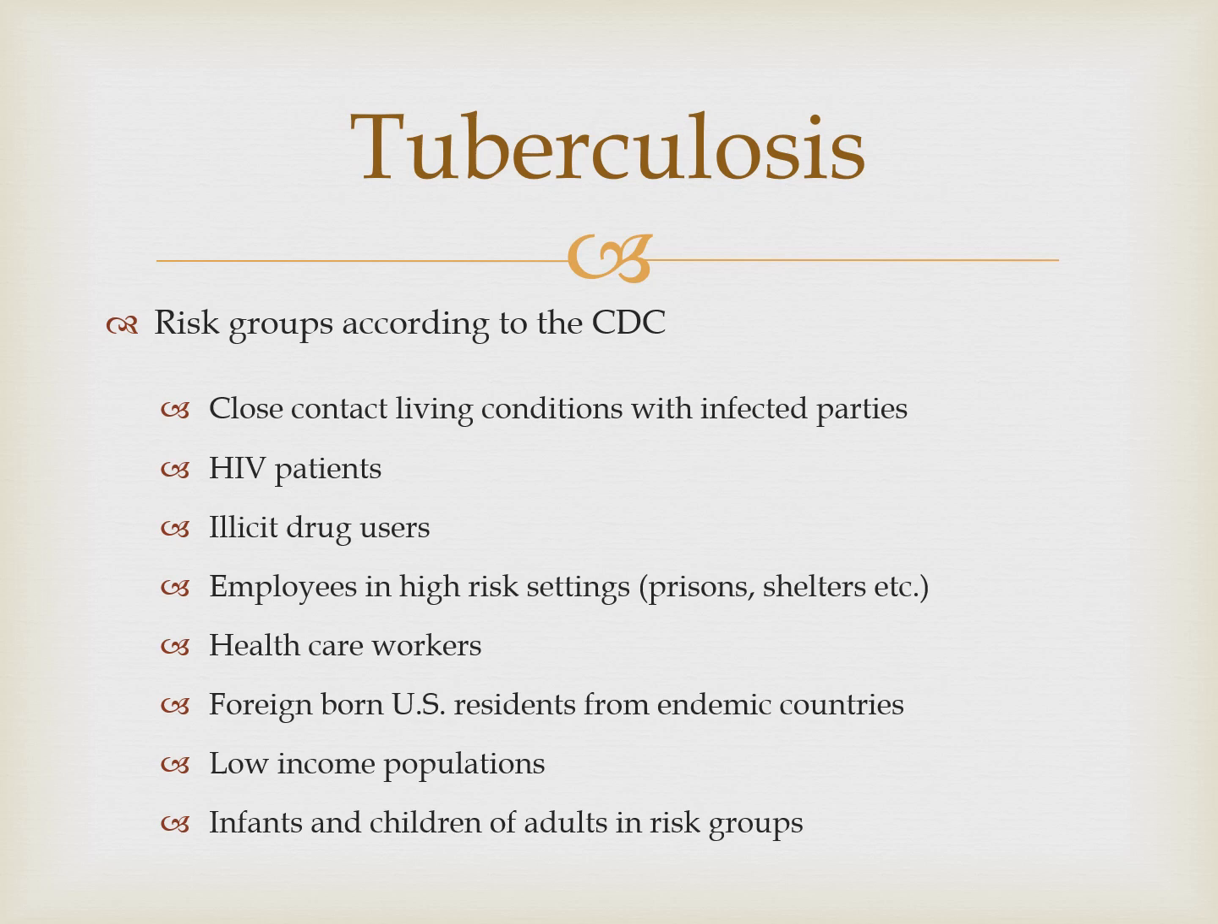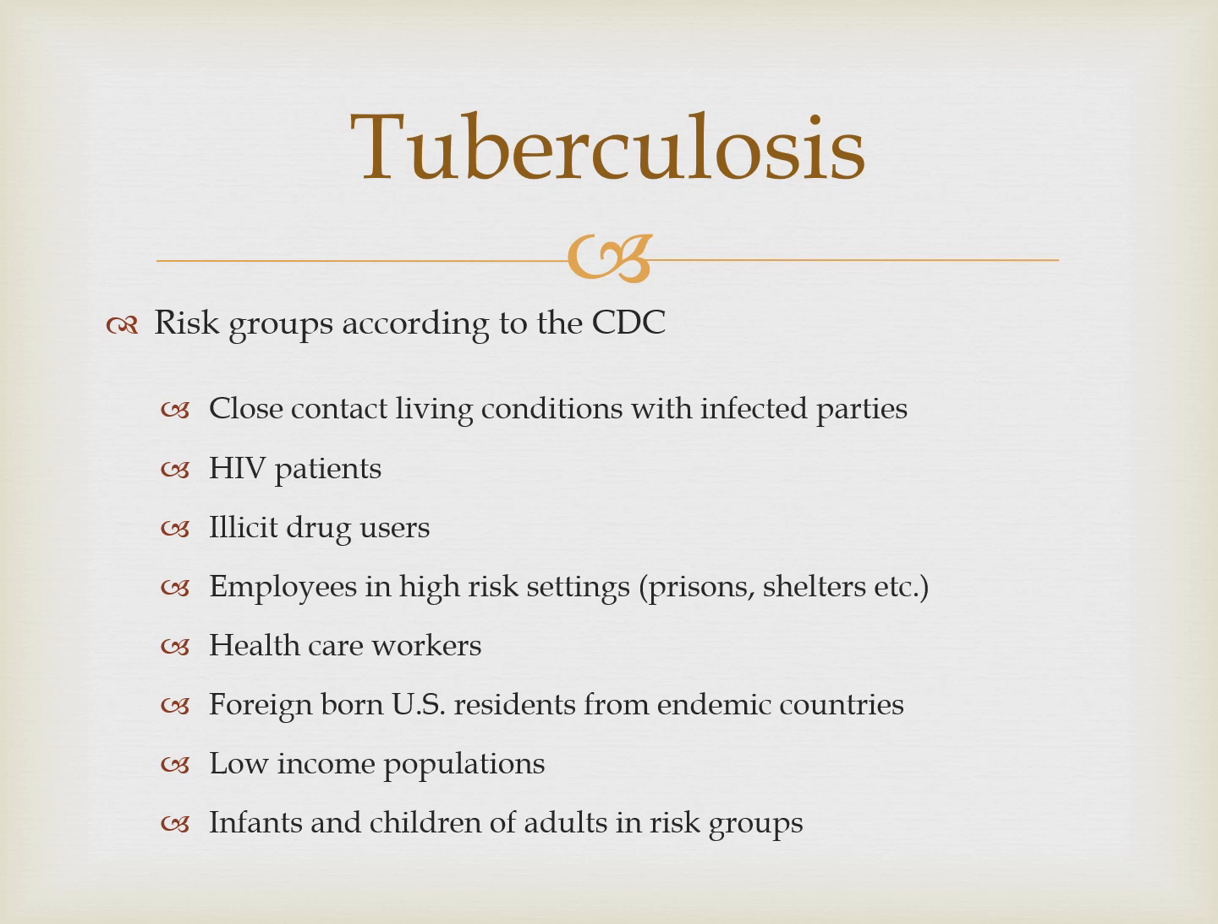Then we have foreign-born U.S. residents from endemic countries. Again, tuberculosis is endemic in their country, and so when they bring it over here, we may feel like it's no big deal, but we certainly have to treat that person for tuberculosis and quarantine everybody that's come in contact with that person. We do want to keep it out of the U.S., all right?